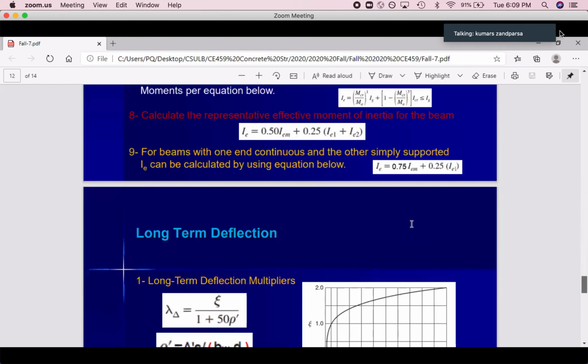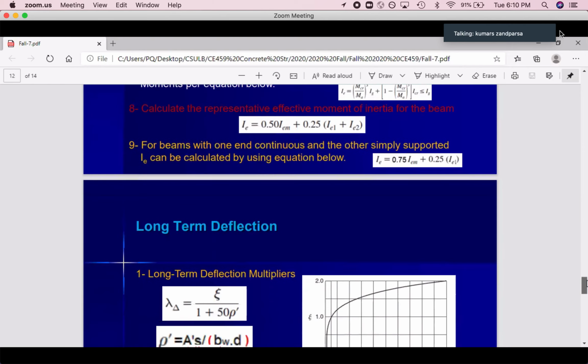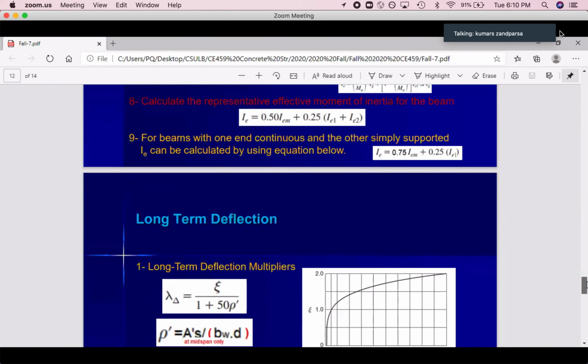after you calculated this, based on whatever situation that you have, one negative moment, one side, two negative moments, or even no negative moment, then there is no IE. That 25% will come to here. You will get 100% of IE, meaning IE is equal to IEM. So you have just one IE. Is that the end? No, unfortunately.